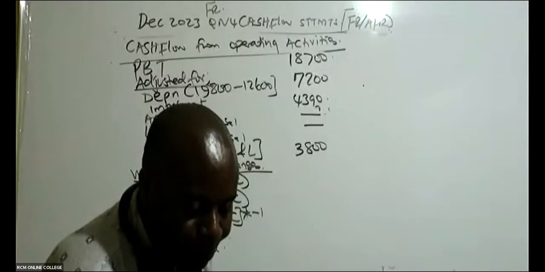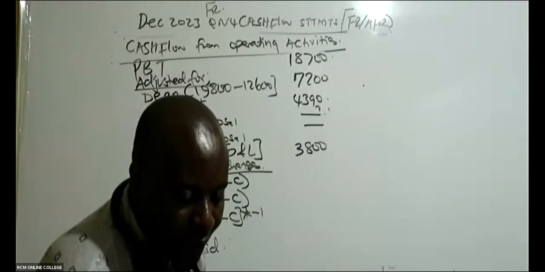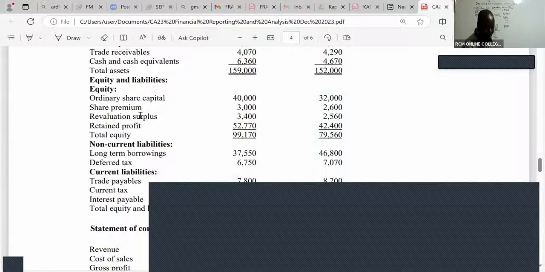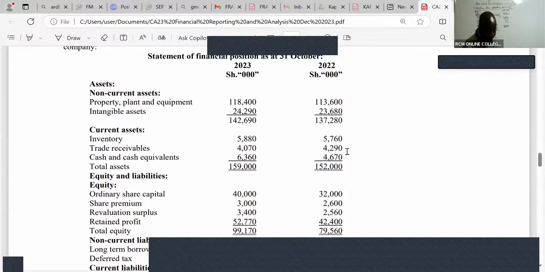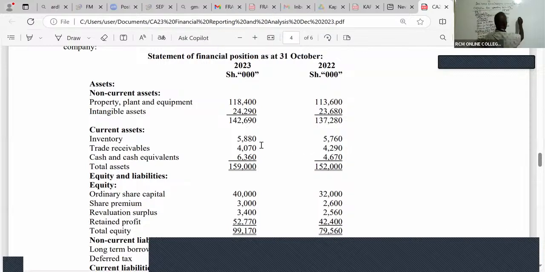What do we have, ladies and gentlemen? When you look at receivables from the balance sheet, you can see them here. Remember, the first year is your opening. So receivables, it's 4290 minus 4070. Is there somebody who is able to give me that difference?